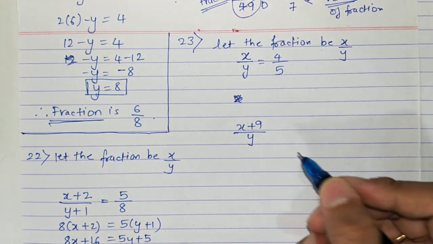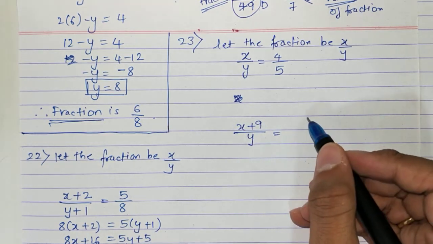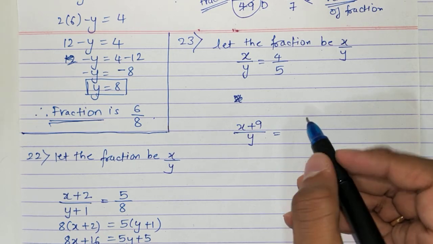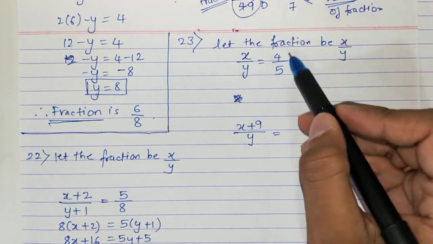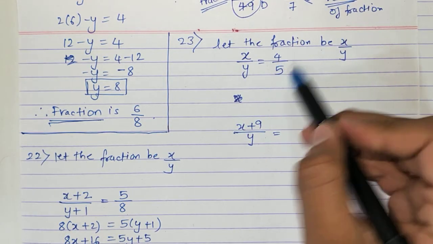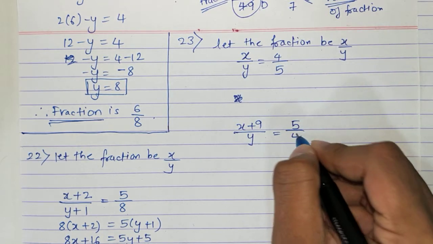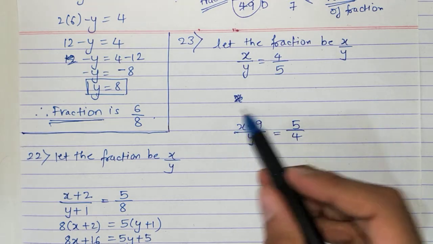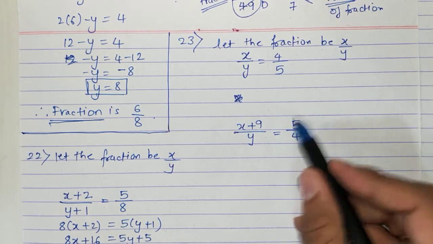Denominator के बारे में कुछ नहीं दिया है. When the numerator is increased by 9, the new fraction equals the reciprocal of the value of original fraction. So the new fraction जो बनेगा, it will be reciprocal of this fraction. Reciprocal मतलब उल्टा, this 4 upon 5 will become 5 upon 4. What they are saying in the question is that if the numerator is increased by 9, the new fraction is the reciprocal of the original fraction. Okay, so ये reciprocal हो गया.